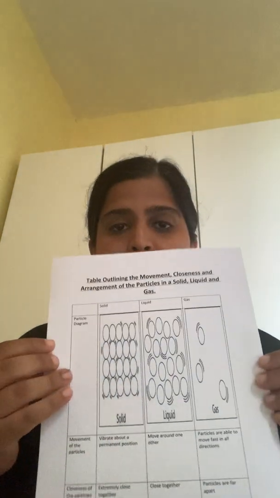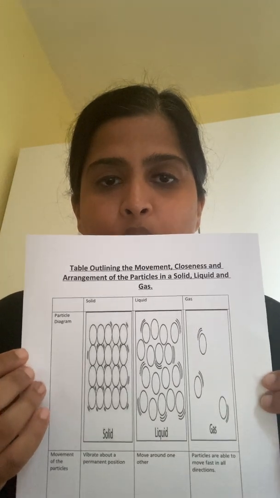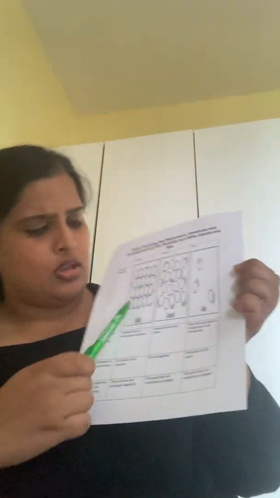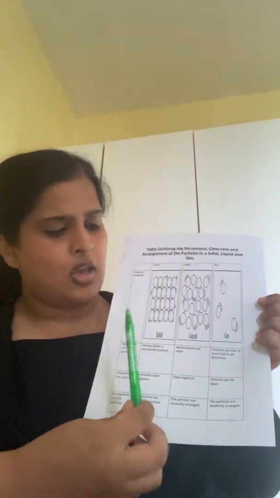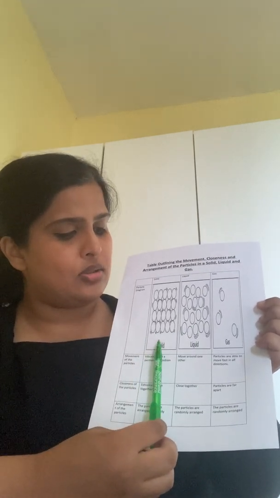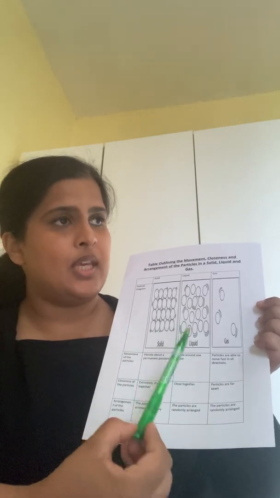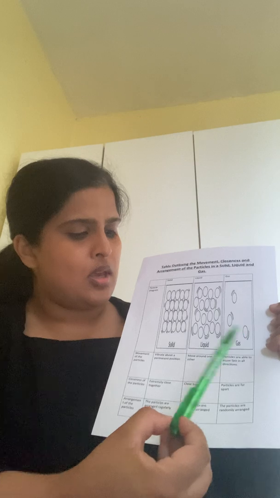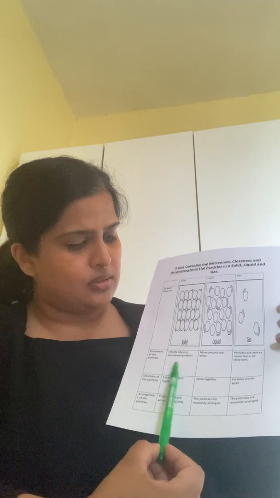So, this is a table outlining the movement and closeness and arrangement of the particles in a solid, liquid, and gas. You may remember these structures from last week's lesson of the particle theory that we learnt, in the solid, liquid, and gases, and we learnt the arrangement of how these particles are arranged, as well as what properties they have.